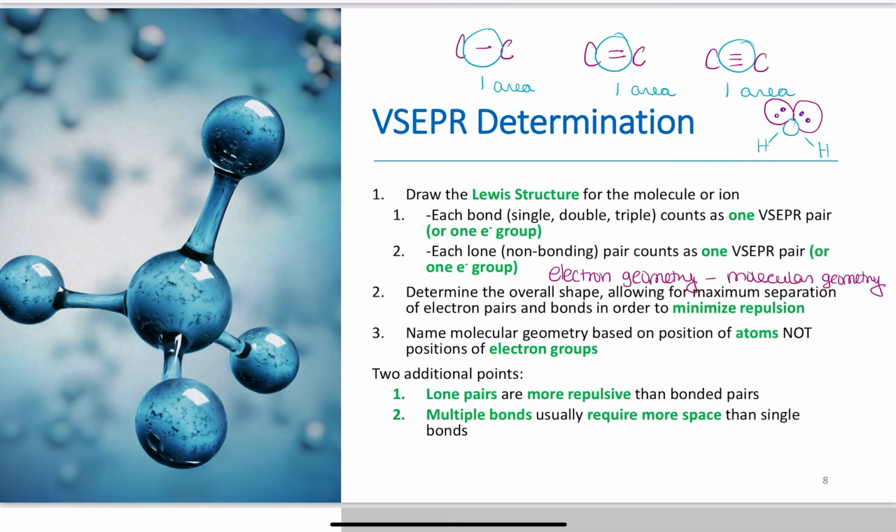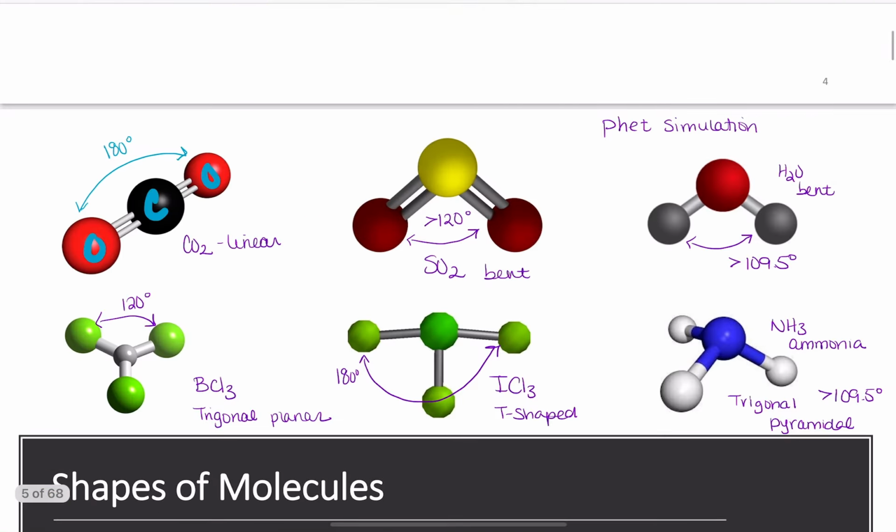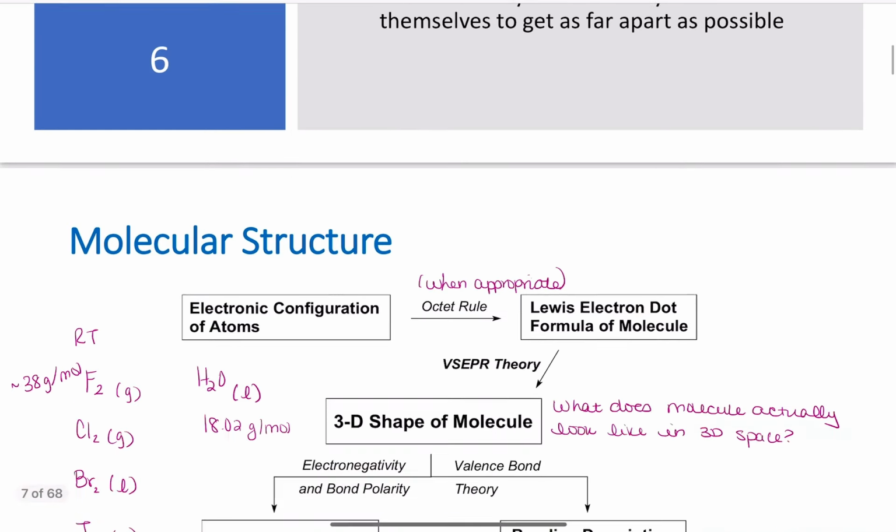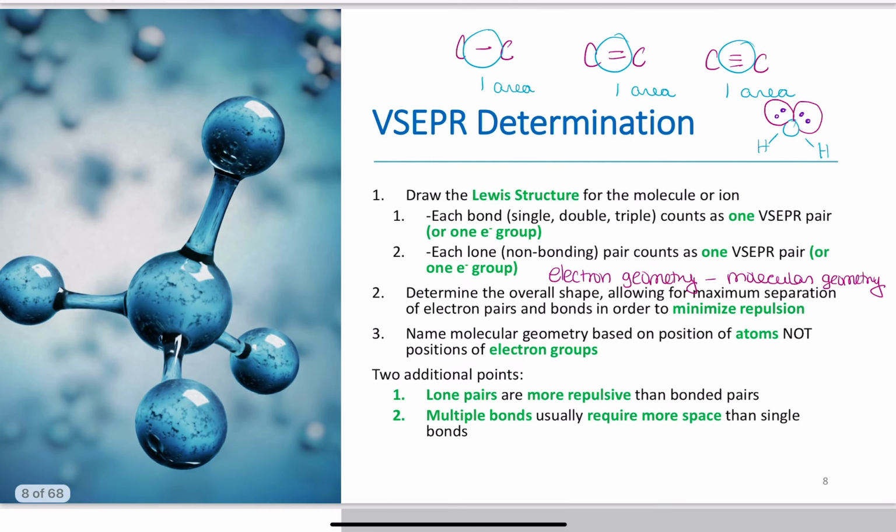Two additional points. Lone pairs are more repulsive than bonded pairs, so it will actually make the bond angles between the other atoms closer together. Hence why when I went back on this slide up here, I said less than 120, less than 109, less than 109, because they had lone pairs repelling them. Now, this has lone pairs, but they're in a different angle per se. They're slightly off of 180 degrees, but not by much here. Multiple bonds usually require more space than single bonds.